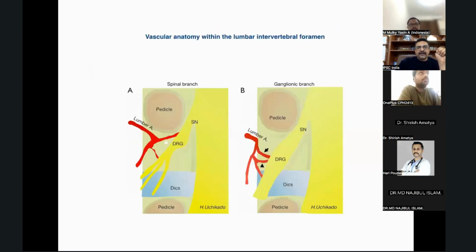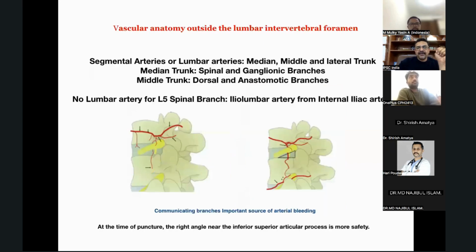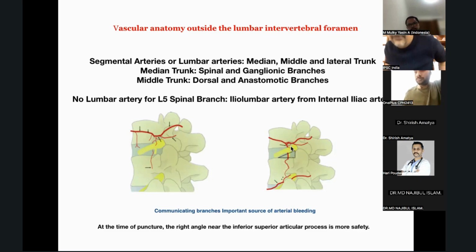Most of the time we don't encounter these vessels over here, but the possibility is there of encountering the communicating branch. This is always there. In the L5S1 region, this communicating branch is inside the canal. So this is another, although very rare, vessel you may encounter when we go in the L5S1 region.